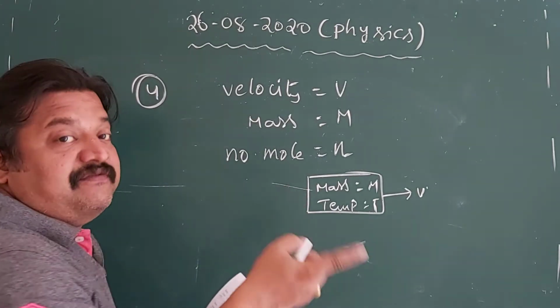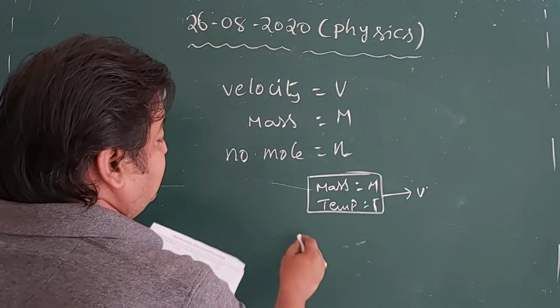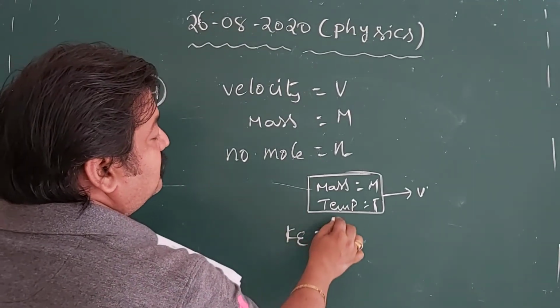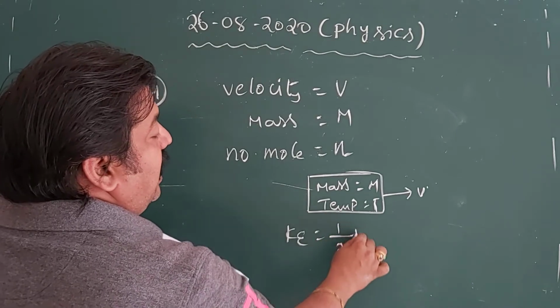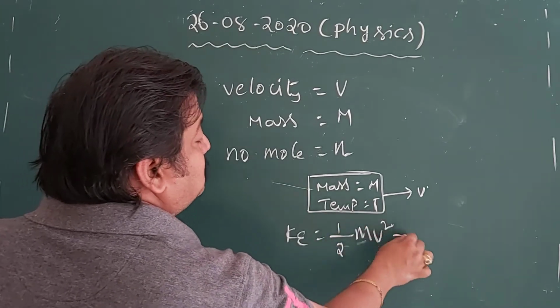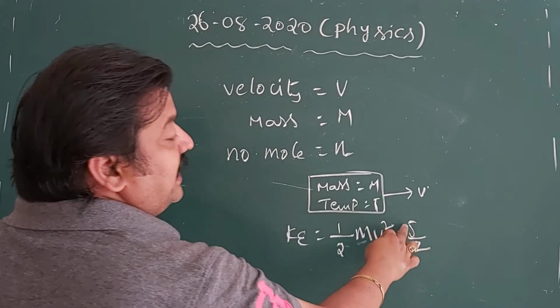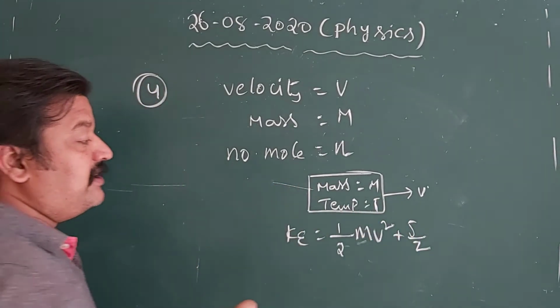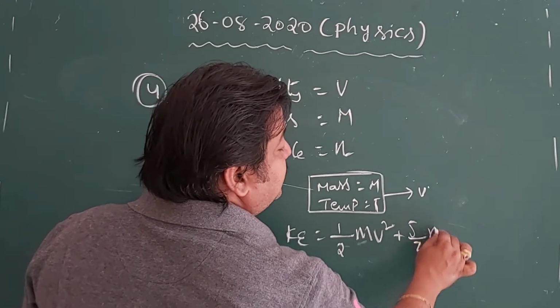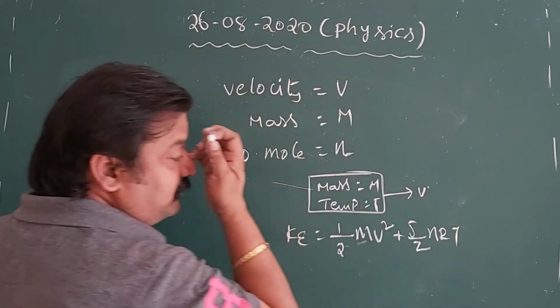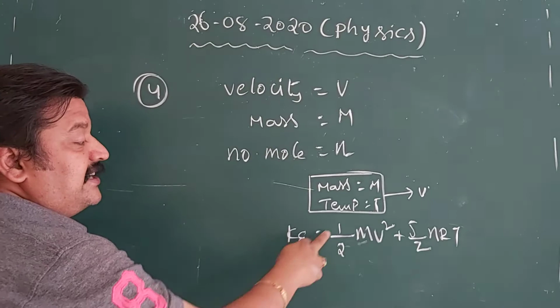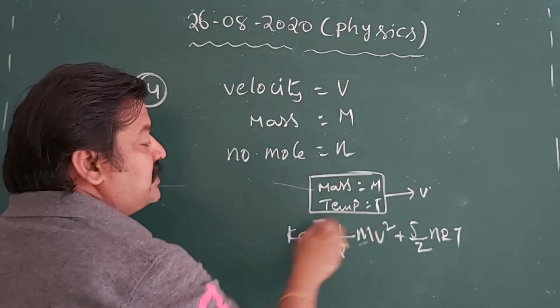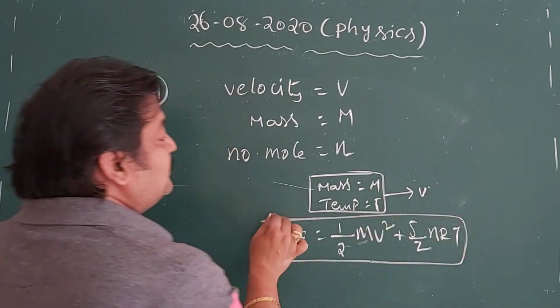Generally, with respect to ground, K is equal to half mv square, and with respect to the gas, for a diatomic gas, it is f by 2 nRT, degrees of freedom. Hence we can say that for diatomic gas, f by 2 nRT. f is 5, so that is 5 by 2 nRT. Now total kinetic energy is half mv square plus 5 by 2 nRT. This can be the correct answer for the fourth question.